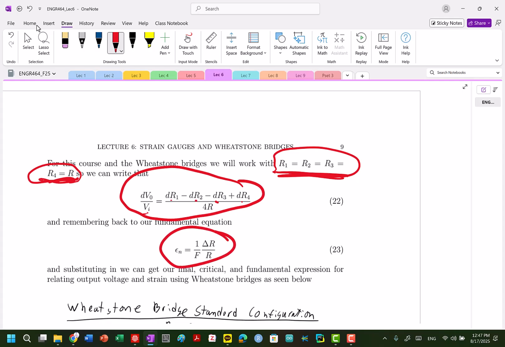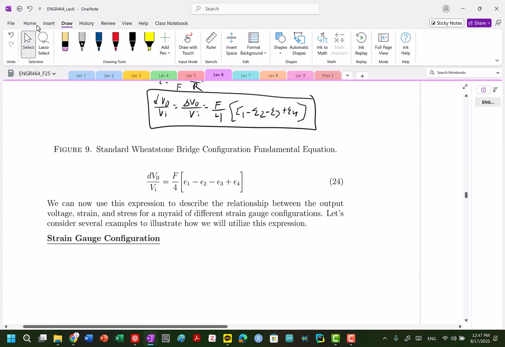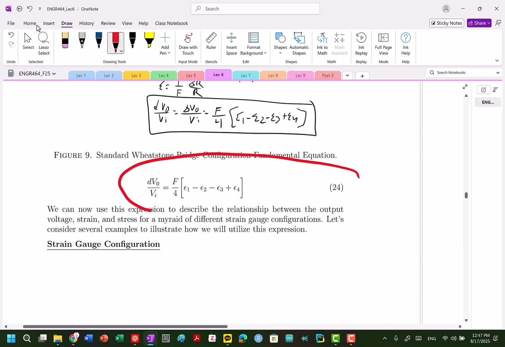We also can leverage this expression, so we can rewrite it in terms of strain. We're just going to plug this into each of these changes of resistance. And what you get is this final beautiful equation. For a full Wheatstone bridge standard configuration, my change in voltage will be equal to the gauge factor times the strain in strain gauge 1, minus strain gauge 2, plus strain gauge 3, minus strain gauge 4. This is really critical. The minus signs are important.